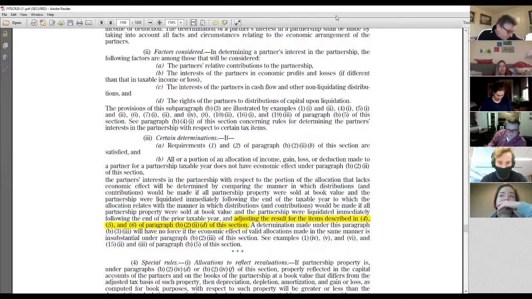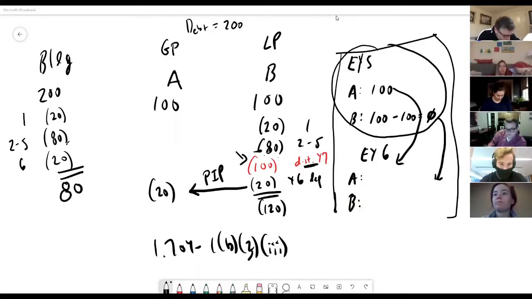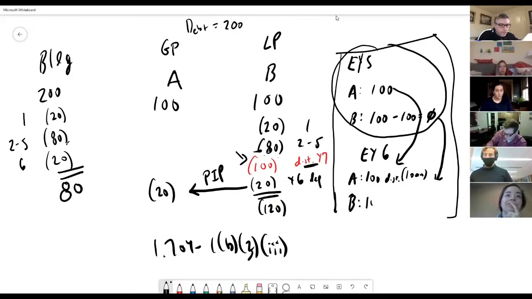That's what gets this tricky here. We got to adjust for that. So basically, what that's saying is pull forward that distribution as if it happened in year six. So A is going to get 100 of distribution. And then from the loan, B is going to, again, kick in the 100. That's the note. And then that's going to take B's capital account up to.